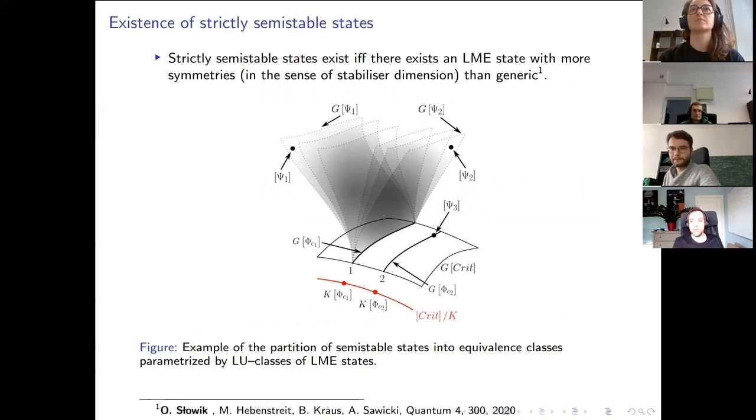So how do you know that if the stabilizer contains, let's say, this diagonal group that you are studying, the dimension of this group is above the dimension of the generic stabilizer subgroup? Because I guess your other lemma is implying this, or is making use of that.